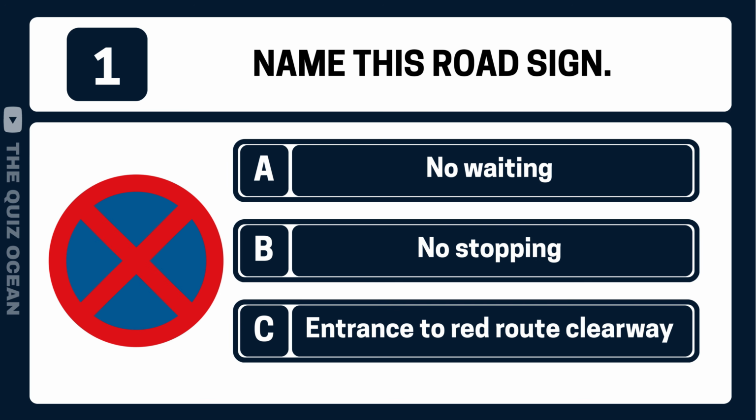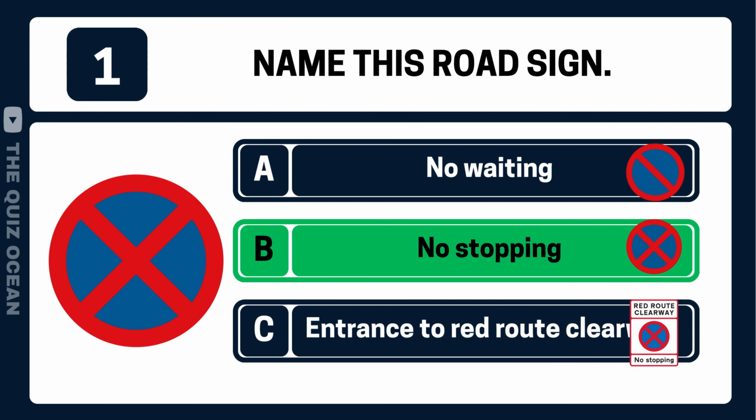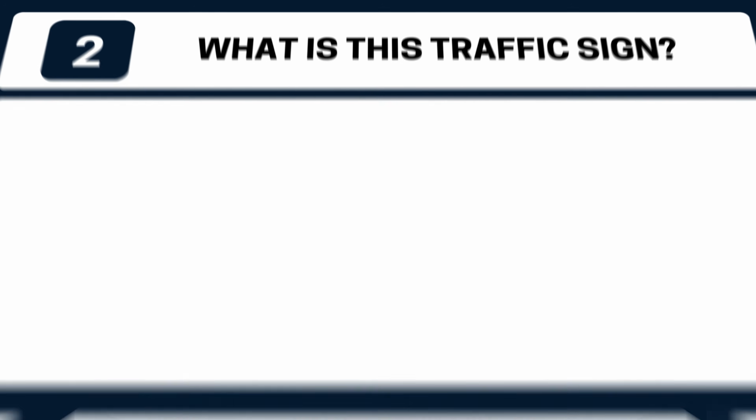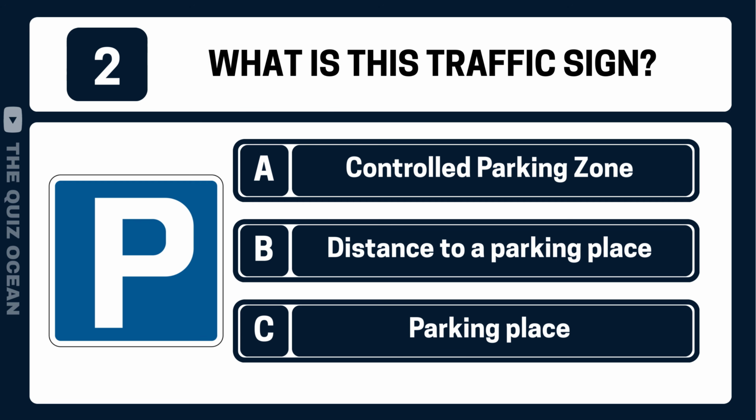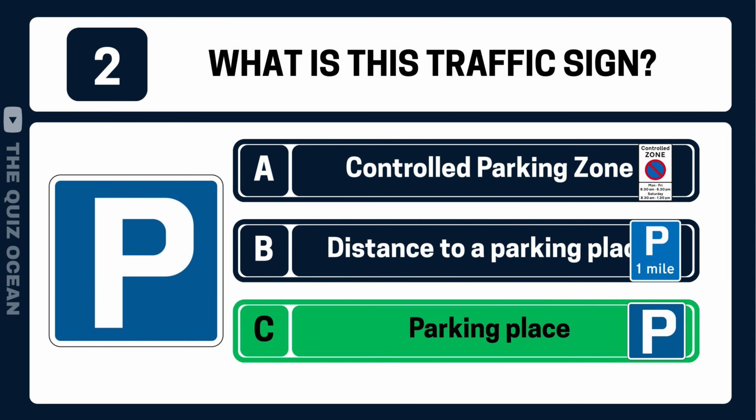Name this road sign. Correct! This sign prohibits stopping in this area. What is this traffic sign? Well spotted. This sign marks a designated parking place.